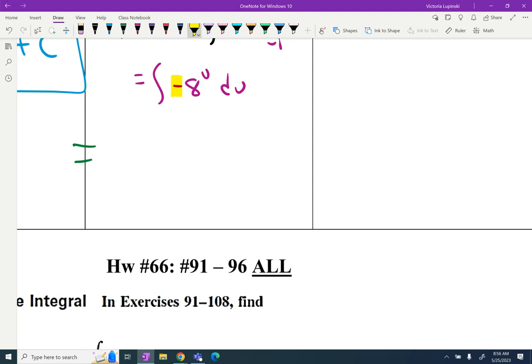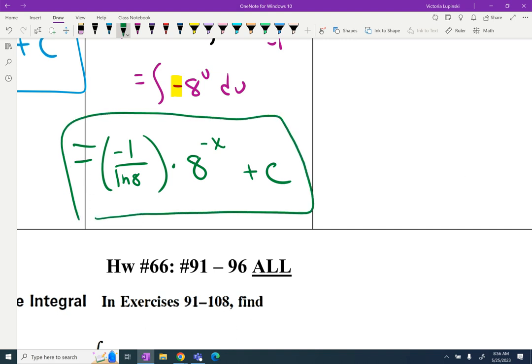Then per the formula, you're doing 1 over the ln of a. So negative 1 over the ln of 8. Again, the negative comes from the u substitution step, and the ln of 8 comes from the formula. Then you're going to multiply it times 8 to the u, which of course is negative x, and then plus c. Again, there is nothing to simplify. You don't need to get rid of that negative exponent. You don't have to worry about that negative number. Nothing else needs to be done for that.